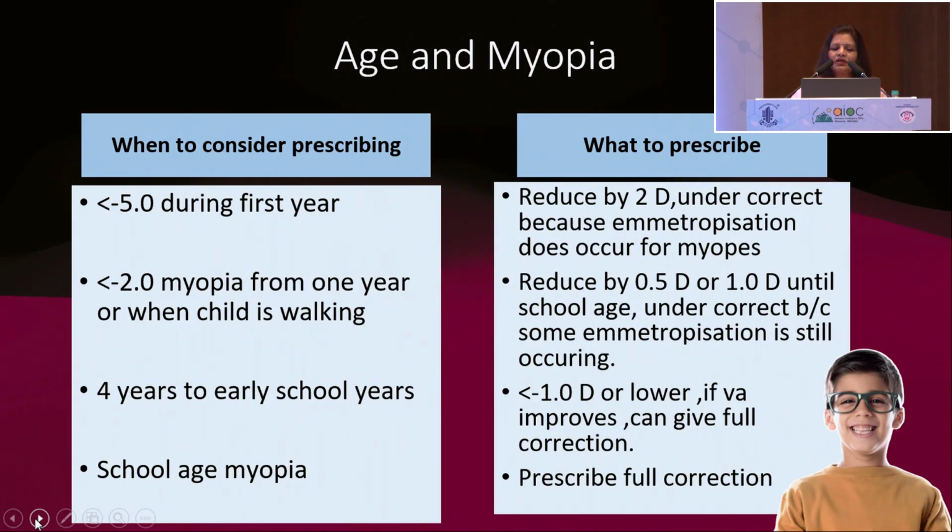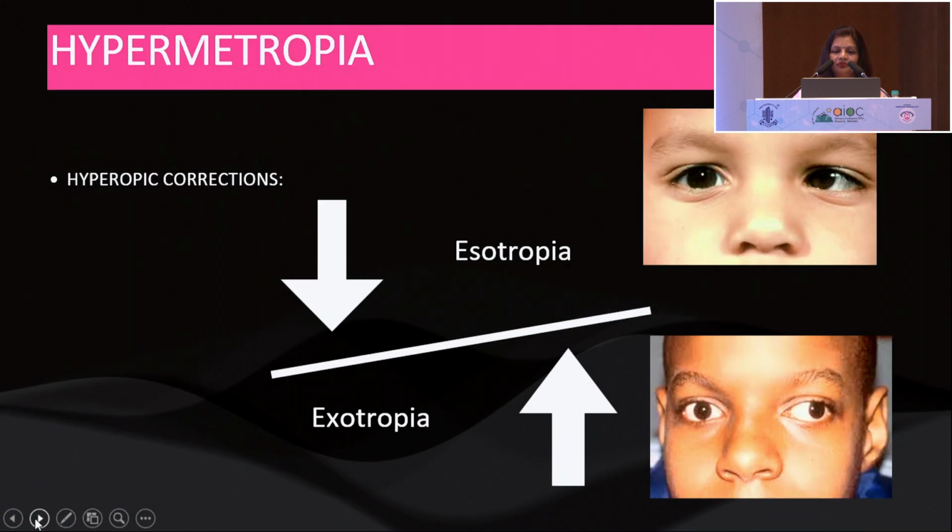So when to consider and what to prescribe? If the child, during the first year, has myopia of less than -5, definitely you have to prescribe the glasses, but reduce the power by 2, undercorrect it, because definitely some emmetropization occurs for the myopes also. And if there is less than -2 diopters of myopia from 1 year onwards, reduce it by 0.5 to 1 diopter. And if there is school-age myopia, you have to prescribe the full correction.